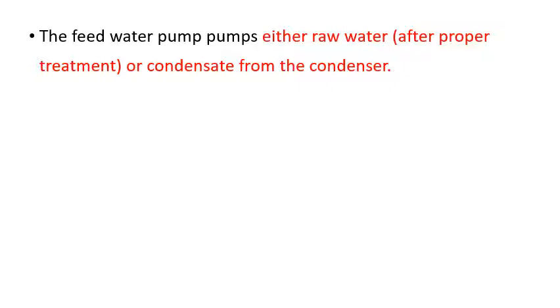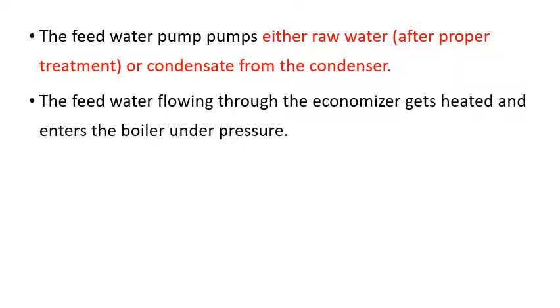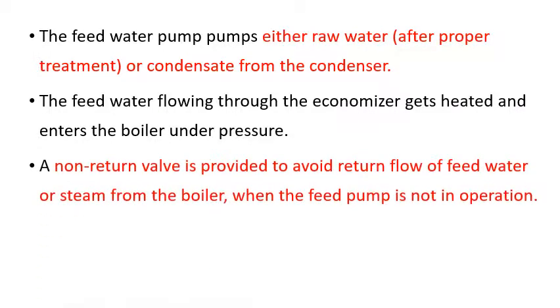In Bisleri water, we have minerals, because our body needs minerals, magnesium, calcium. But the boiler tubes don't want any minerals. The minerals have to be removed, and this is called demineralized water. The feed water flowing through the economizer gets heated and enters the boiler under pressure. A non-return valve is provided to avoid return flow. Otherwise, if the pump trips, the water may go back. To avoid that, a non-return valve has to be located in the pipeline.